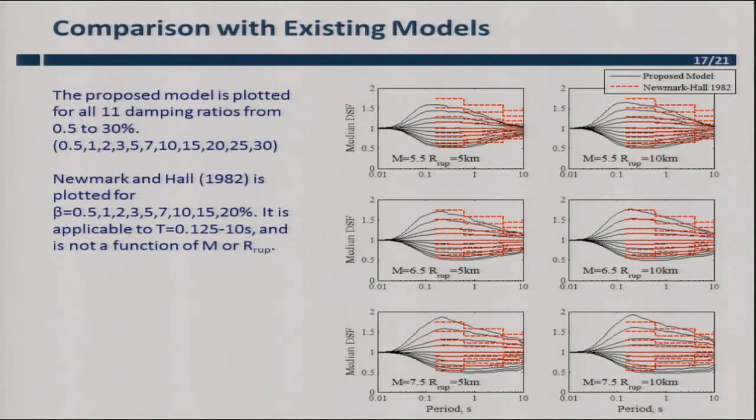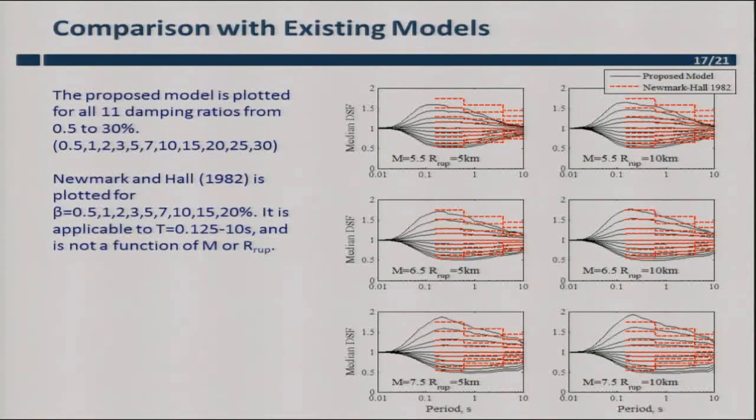We did some comparison with existing models. Here, the comparison that you see is with the Newmark and Hall 1982 model. What I've plotted from top to bottom is for different magnitudes: 5.5, 6.5, and 7.5. On the left-hand side, we have 5 kilometers. On the right-hand side, we have 10 kilometers.